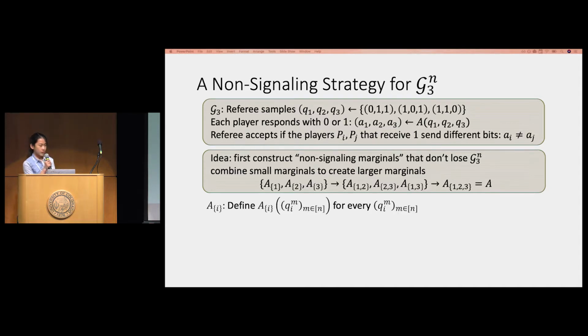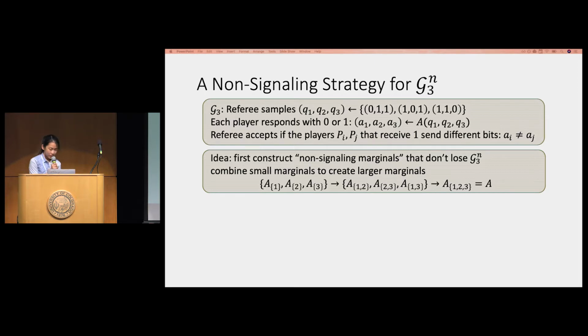So what does it actually concretely mean to define these marginals? Well, I just want to remind everyone that we're thinking about the n-fold repetition of a game. So the marginal A sub i for i equals 1, 2, or 3 is going to be an output of n bits for any n bits which form a query for the ith player. And similarly, the marginal A sub ij will be defined for every such query set.